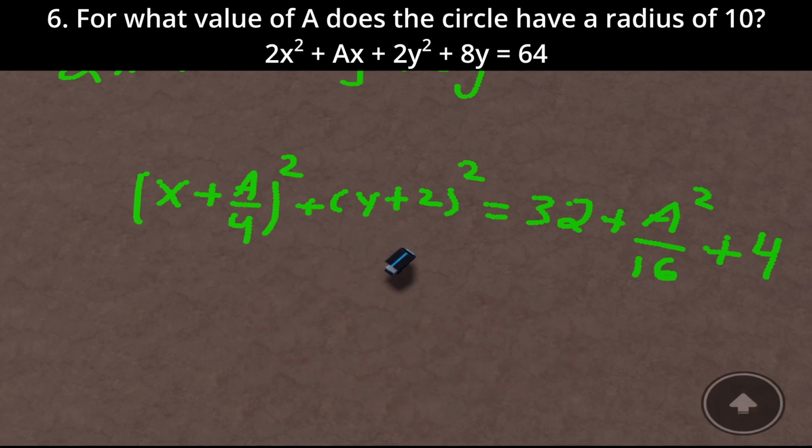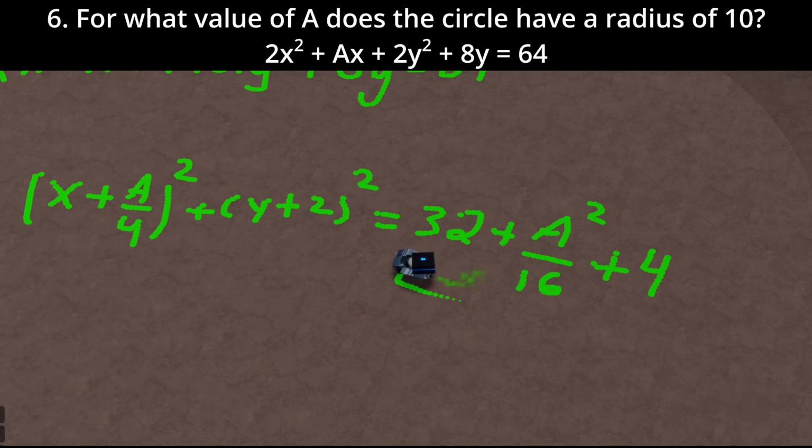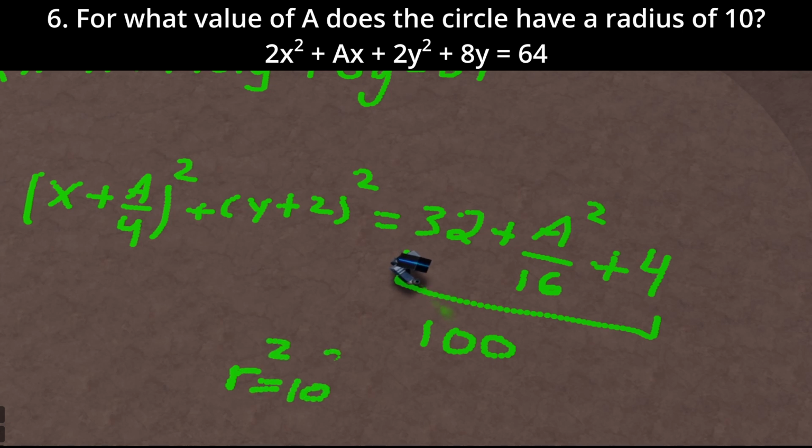So now let's think about this. If this thing has a radius of 10, we know that this whole thing has to equal 100. How do I know that? If you have r equals 10, well then that means r squared has to equal 10 squared, which equals 100. I know that all this stuff over here is just equal to r squared. So therefore, 100 equals r squared, which equals all the stuff on this right-hand side.